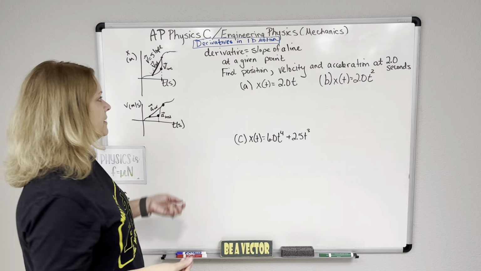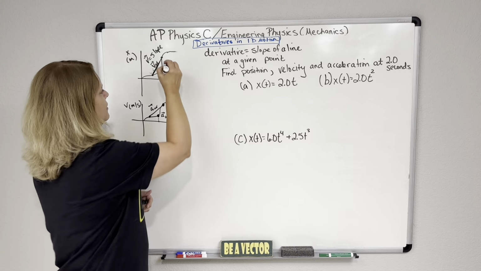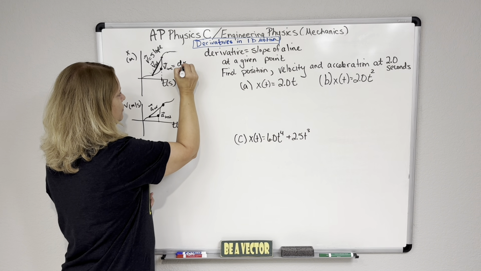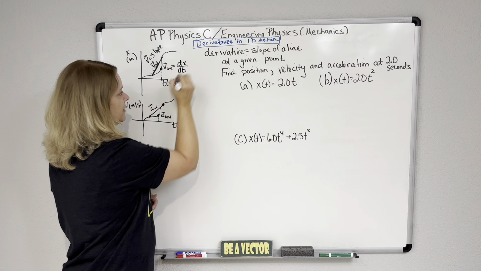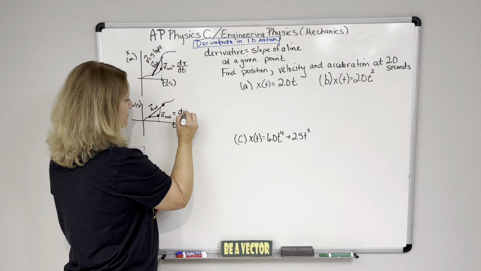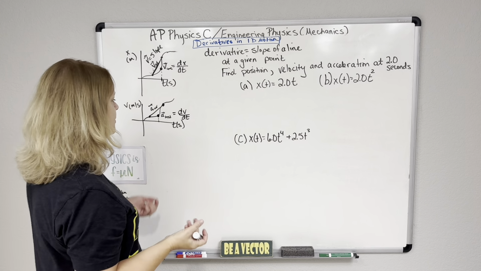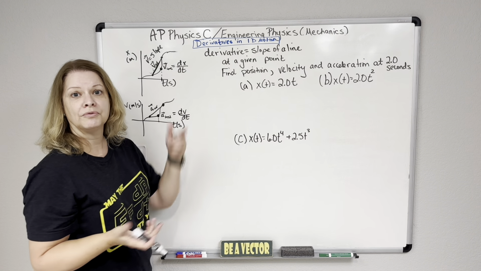So let's get started, just to make sure you understand what we're looking at. By the way, this would be the derivative of position with respect to time. This instant acceleration would be the derivative of velocity with respect to time, is how we could say that. Derivative of velocity with respect to time, derivative of position with respect to time.